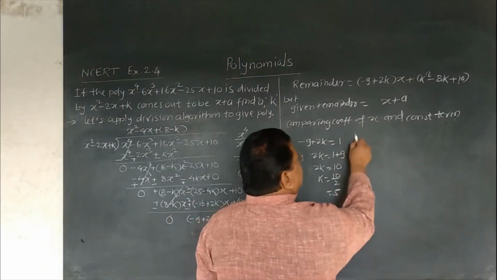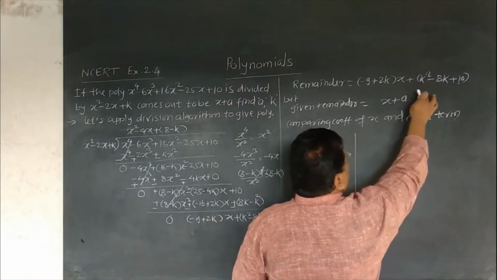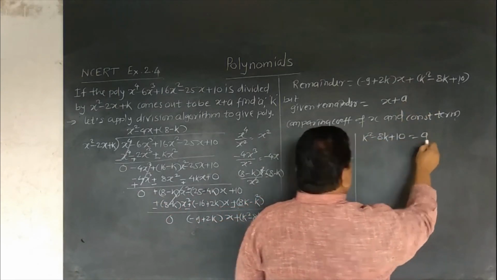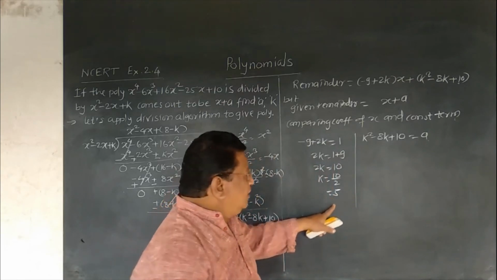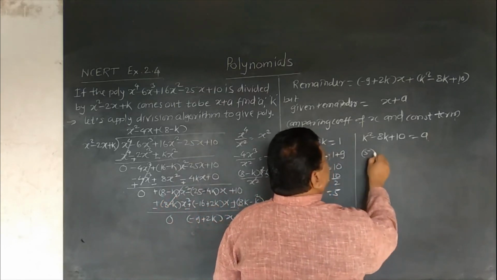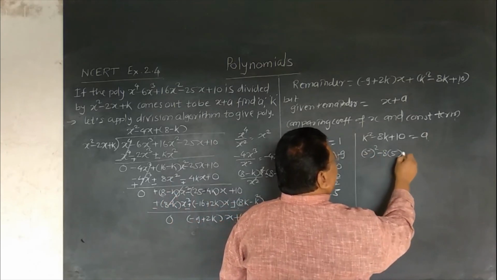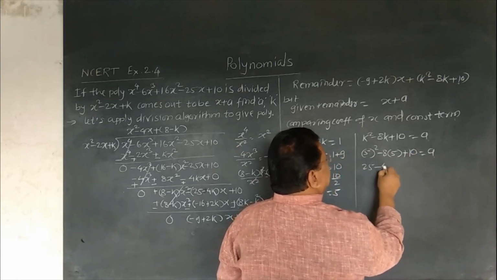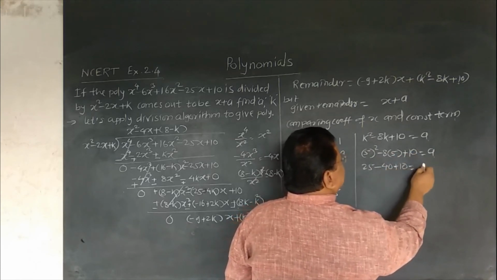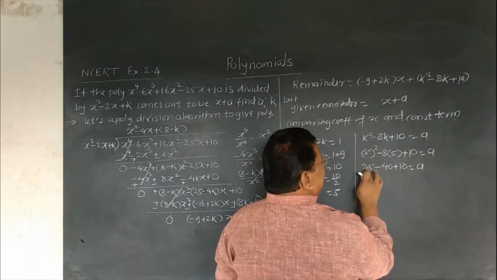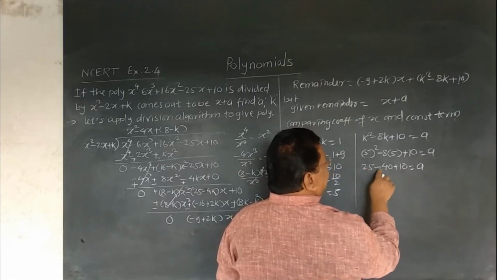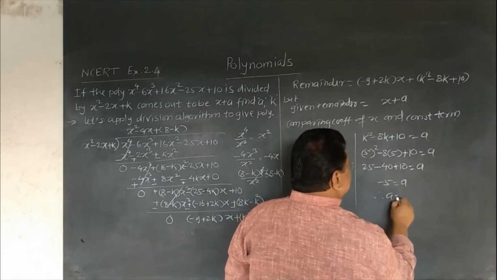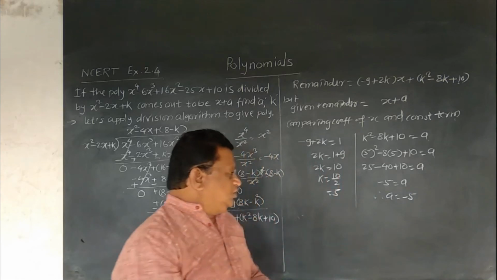Now this constant term a, so k square minus 8k plus 10 is equal to a. Substitute the value of k. What is the value of k? 5. So 5 square minus 8 into 5 plus 10 is equal to a. 5 square 25 minus 40 plus 10 is equal to a. Simplifying this, 25 plus 10, 35. 35 minus 40, minus 5 is equal to a. Therefore, a is equal to minus 5. So, do you understand this?